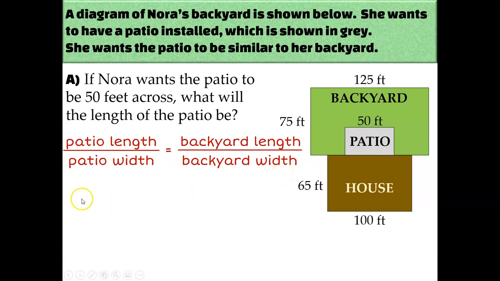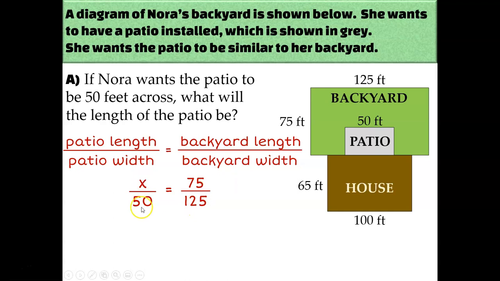So let's fill in the numbers that we know. The length of the patio is what we don't know. That's what we're trying to solve for, so I'll call it x. And the width of the patio, she wants it to be 50 feet. The length of the backyard is 75 feet, and its width is 125 feet.